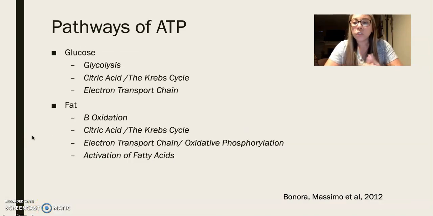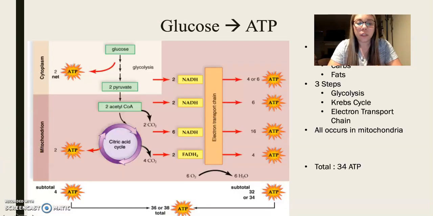There are two important factors that help with the creation of ATP, glucose and fat. I'll go over the pathways of those. In glucose, there is glycolysis, the citric acid or Krebs cycle, and then the electron transport chain. As far as fat, we have our beta oxidation, the citric acid or Krebs cycle, the electron transport chain, in other words oxidative phosphorylation, as well as activation of fatty acids. The first thing I'm going to go over is glucose.